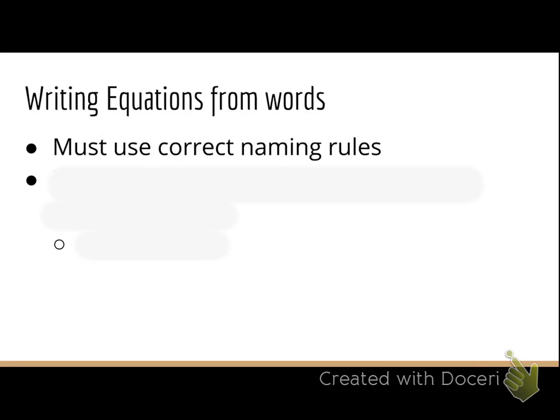Alright, so something that is a little bit more difficult is writing the equations from the words. So this is going to use a lot of the stuff that you got in Unit 5 or Unit 4 with all of the naming. All of that's going to come into play now, okay? So you must use those correct naming rules. You must be able to identify, is this ionic? Is this covalent? Is this an acid? Is this a hydrate? What are my charges? Do they need to balance? Do I use prefixes? All of those things need to be things that you're thinking about constantly while you are naming equations.